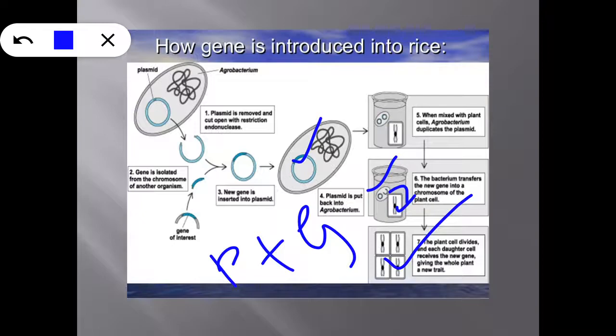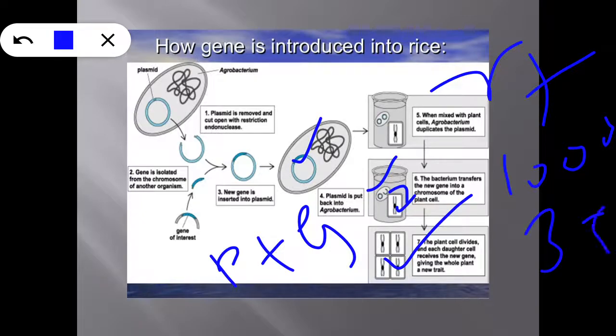But the rate of transformation is very slow. For example, if you go for transferring about 1000 plants, hardly you may end up with about 3 to 5 plants having our desired gene. So this is the procedure for introduction of our gene into the rice.